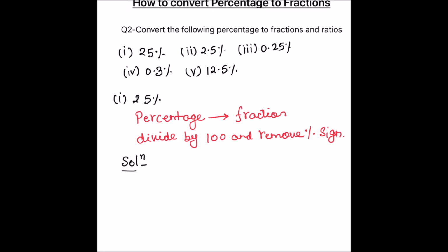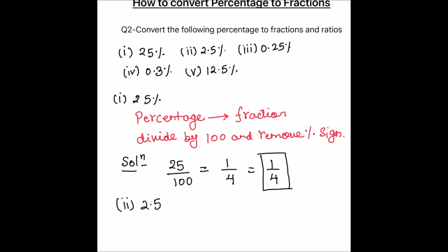Our first question is 25% and we need to convert this 25% into fraction. To convert this 25% into fraction, we are going to write 25. We'll remove the percentage sign and we'll divide it by 100. So that's 25 divided by 100, and 25 times 1 is 25 and 25 times 4 is 100. So that's going to be 1 upon 4. So our final answer or final fraction is 1 upon 4.